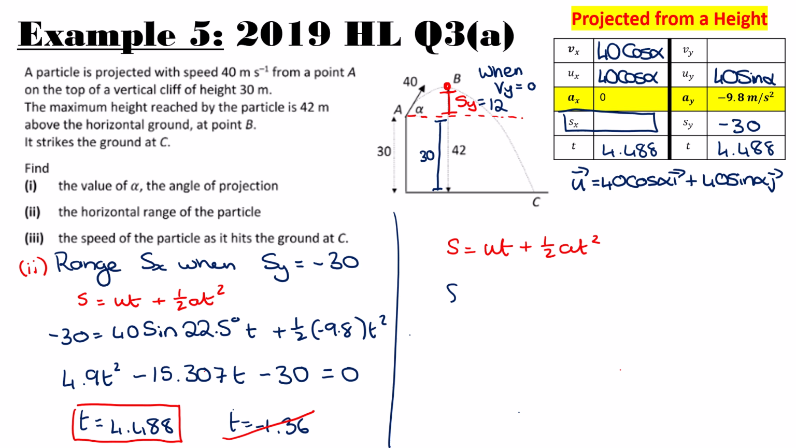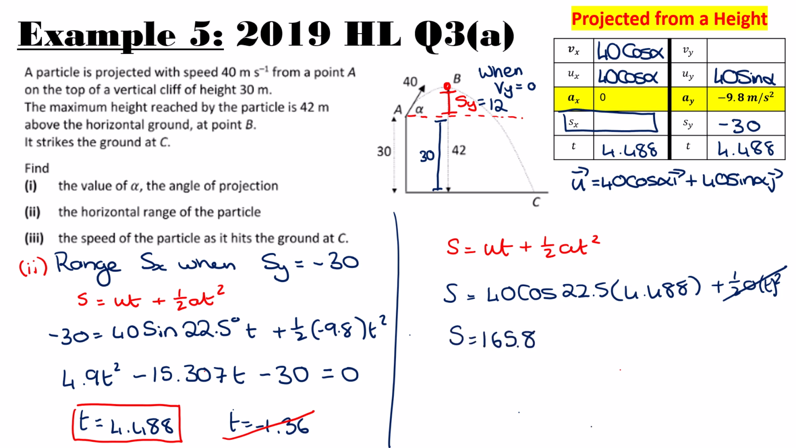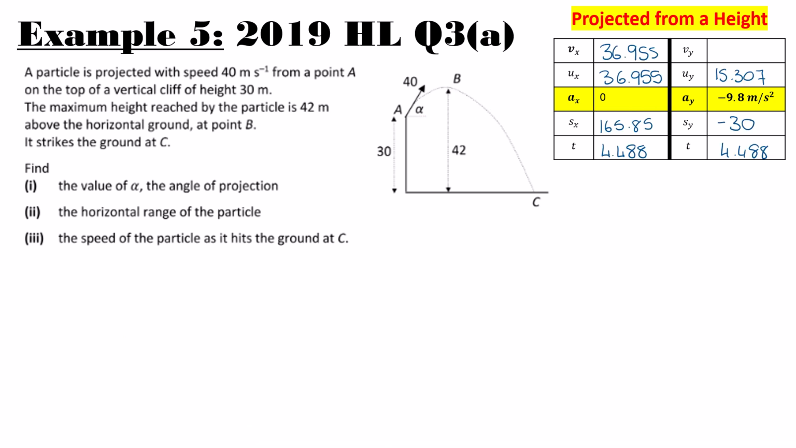That is Sx is equal to 40 cos 22.5 times 4.488 plus a half times 0 t squared, because that's all gone. I don't even need to sub it in. So what we're doing is 40 cos 22.5 times 4.488, which gives us our range of 165.85 meters. So if you want to round that up, 0.9.